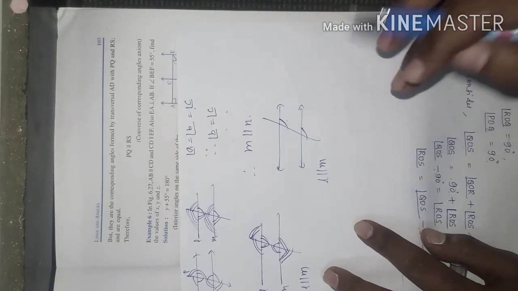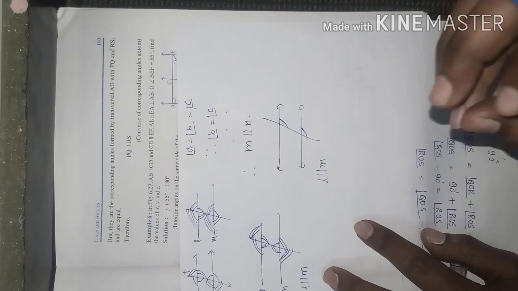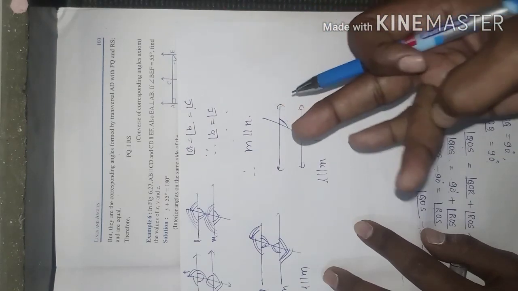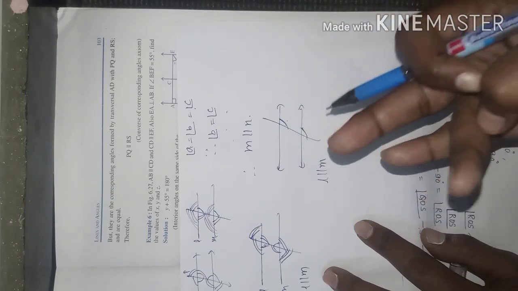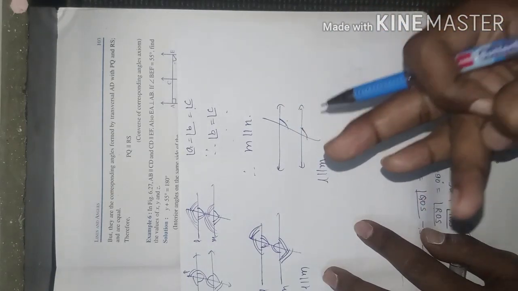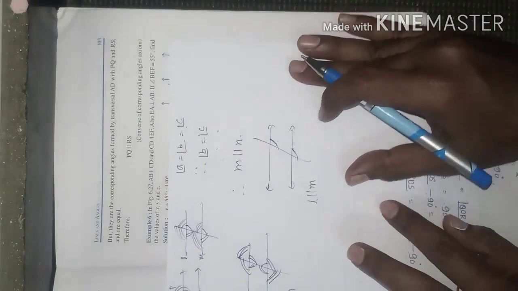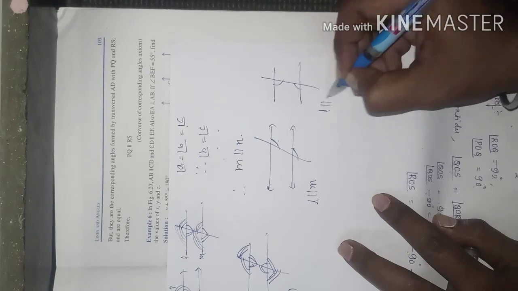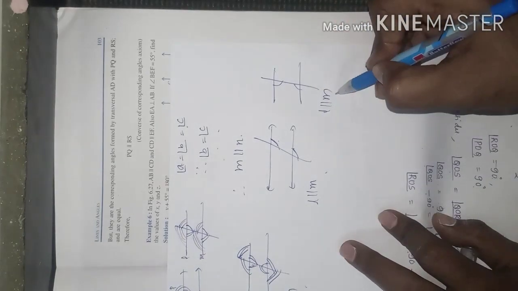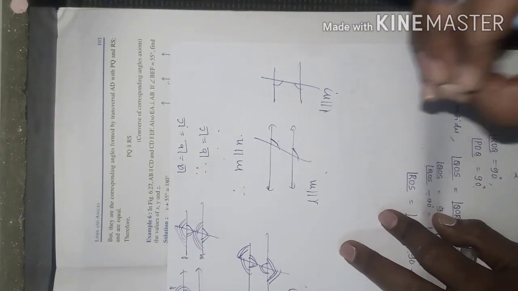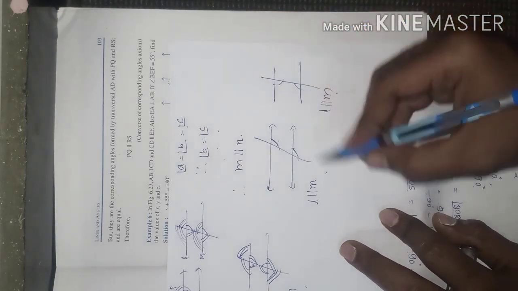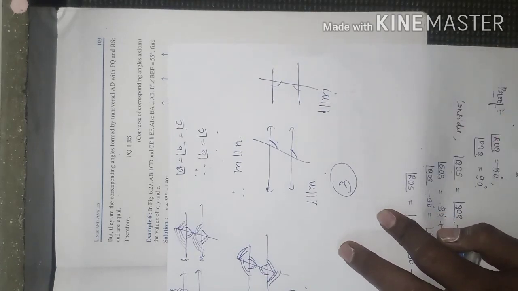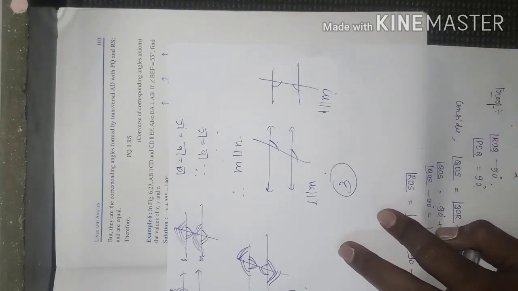So the lines are said to be parallel when alternate angles are equal, when corresponding angles are equal, and also when the sum of the two interior angles on the same side of the transversal is supplementary. These are the three important conditions where the lines are said to be parallel.